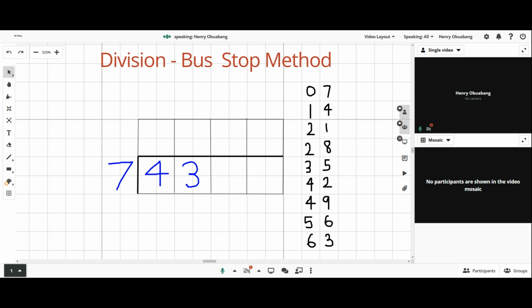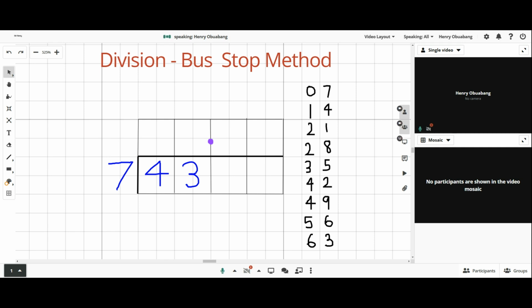The next thing we do is we put the decimal point at the end of the number. Okay, so that shows that anything after that point is going to be fractional. So the decimal point is the end of the whole numbers. When we're dividing, we've got to remember we are dividing by that number on the outside of the shelter.